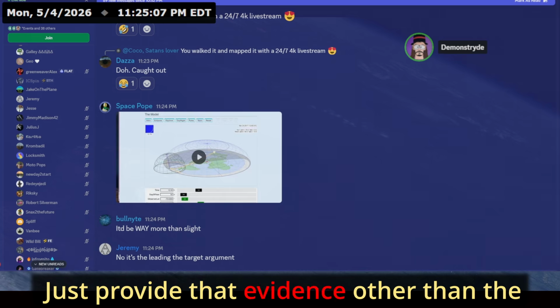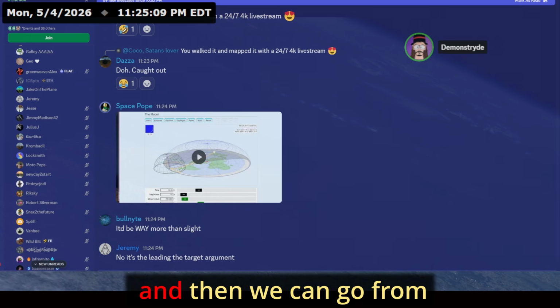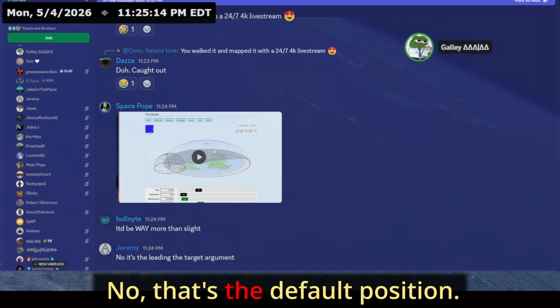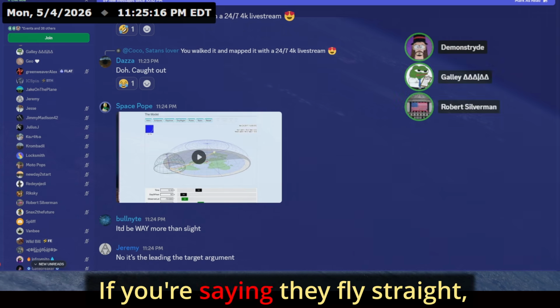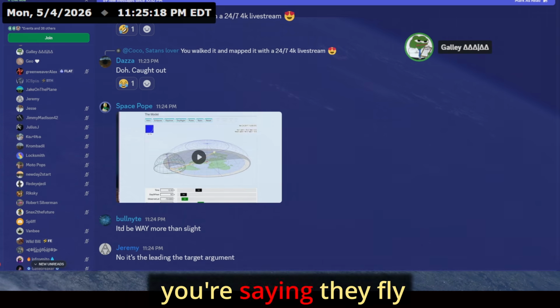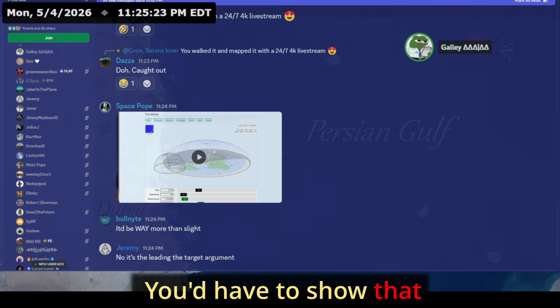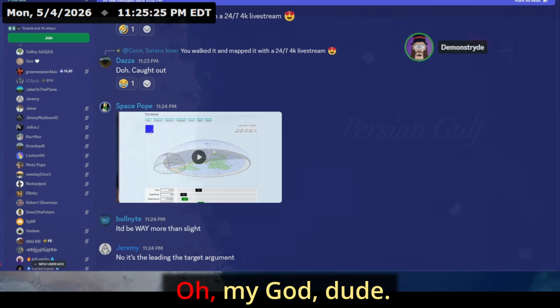Just provide that evidence other than the claim you're making, and then we can go from there. But until you do that, why would I do extra work for you? No, that's the default position. If you're saying they fly straight, you're the one who claims they don't curve. So you'd have to show that they're flying perfectly straight. No, you're the one. Oh my God, dude.